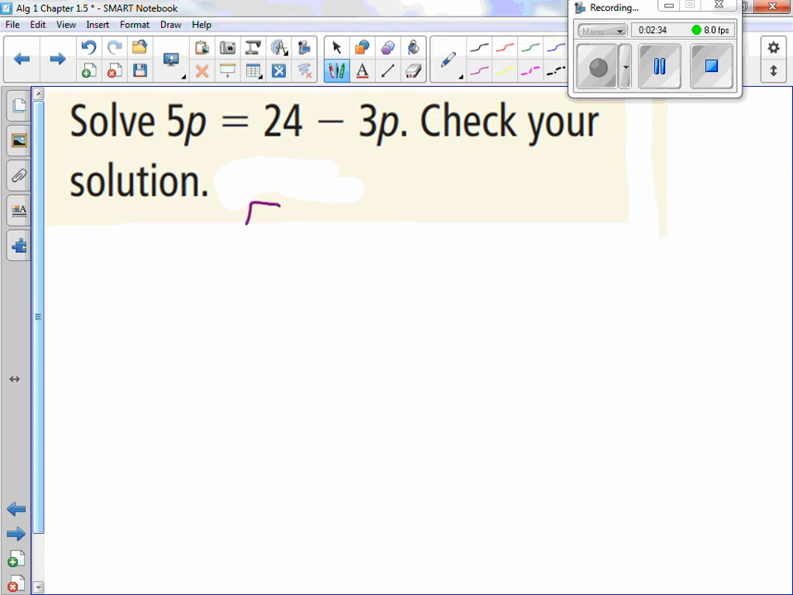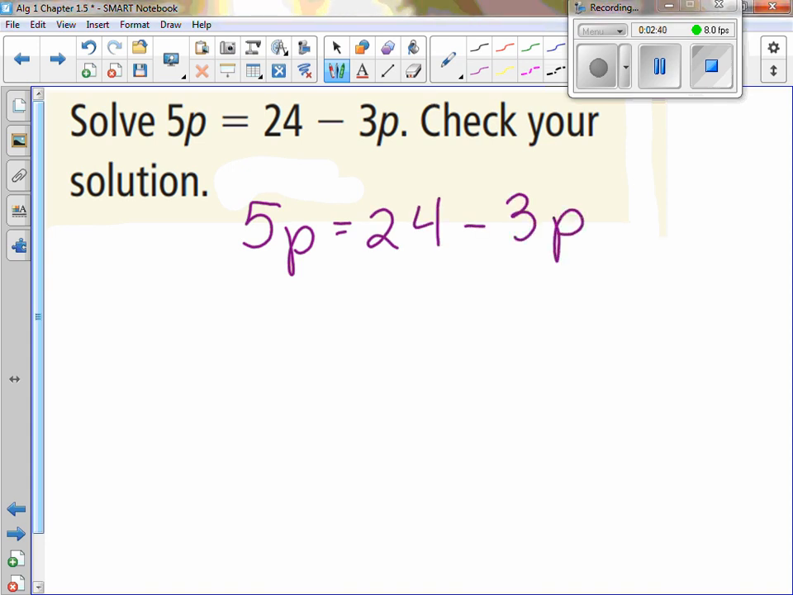So we have 5p equals 24 minus 3p. We have 5p on one side, negative 3p on the other. We need to get the variables on the same side. So how can I get the variables on the same side? I can subtract 5p from both sides, or I can add 3p to both sides.